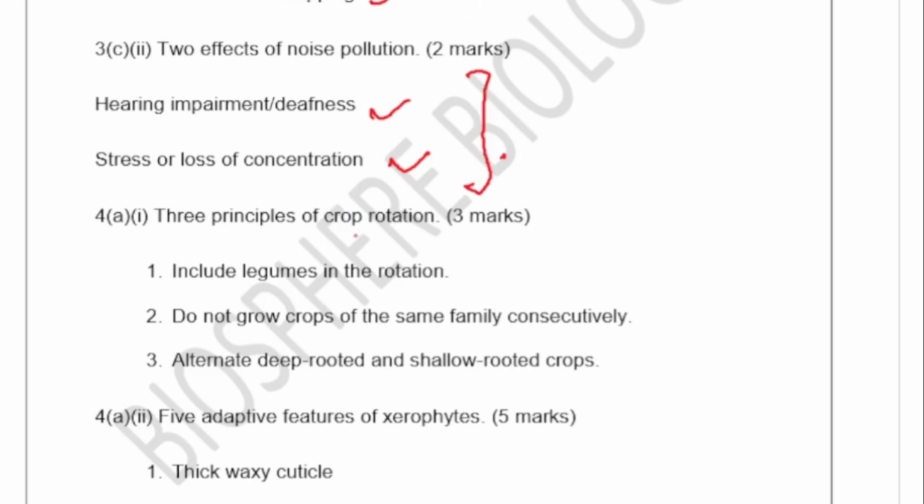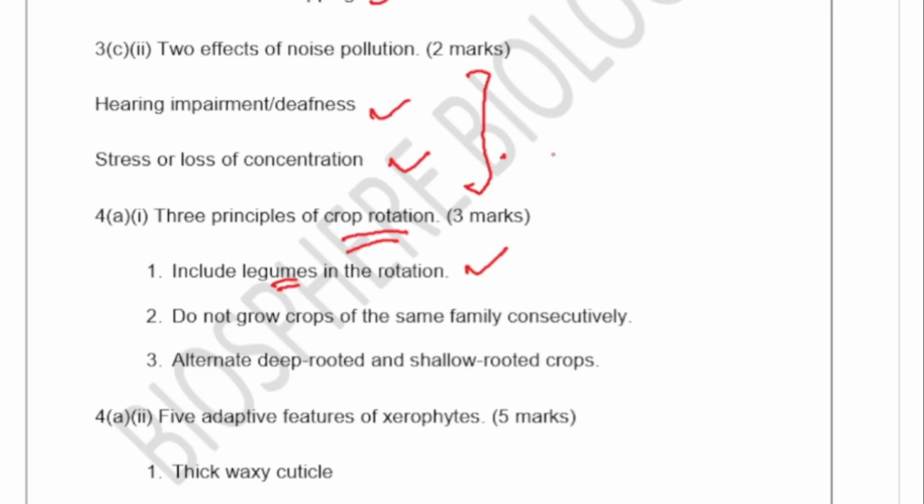And then 3 principles of crop rotation. Let's look at some of the principles to answer the question. Number 1, include legumes in your crop rotation. Why? Remember the nitrogen cycle. We talked about it in the earlier video we reviewed, so go and look at that video. Legumes are plants that help to fix nitrogen in the soil.